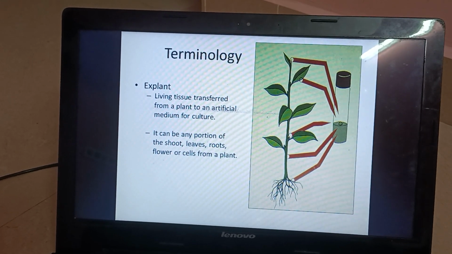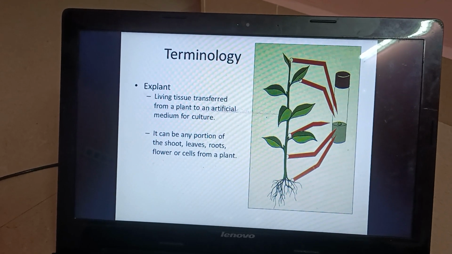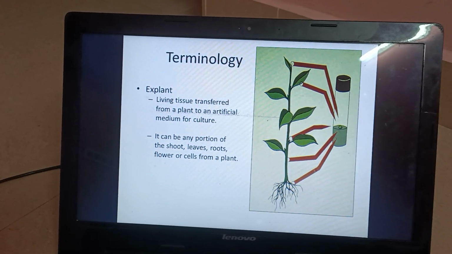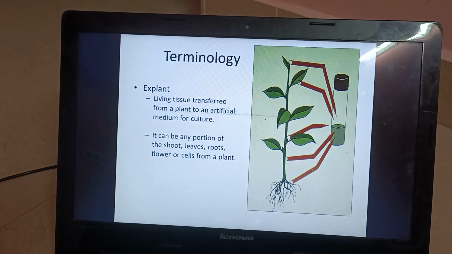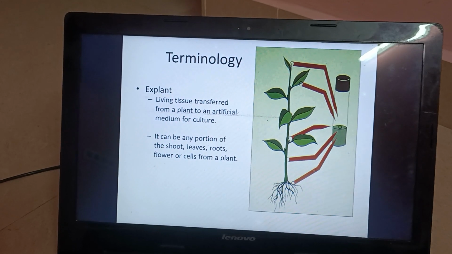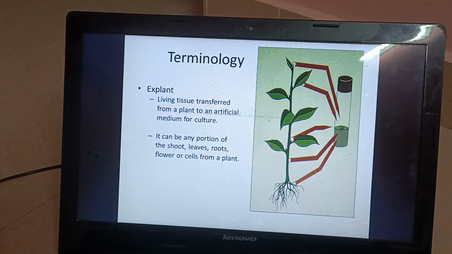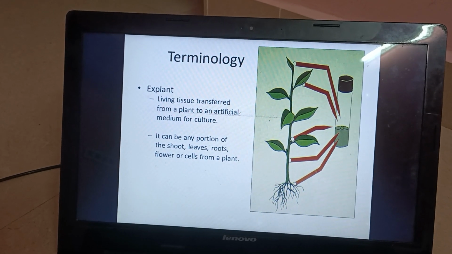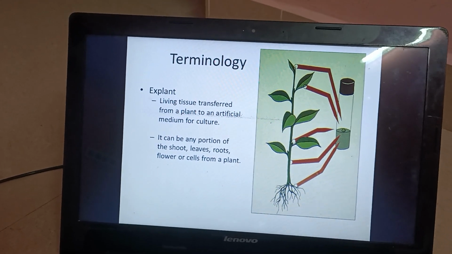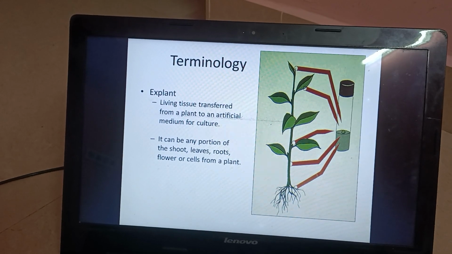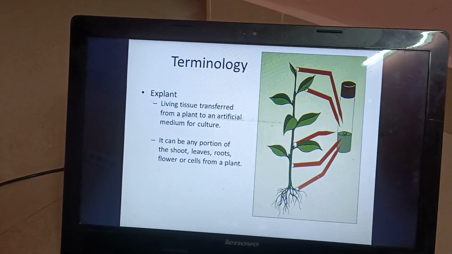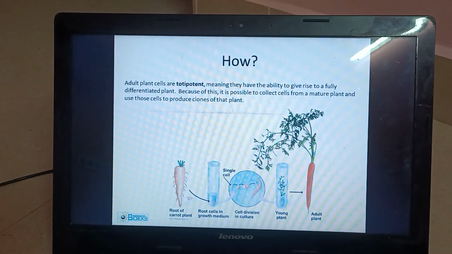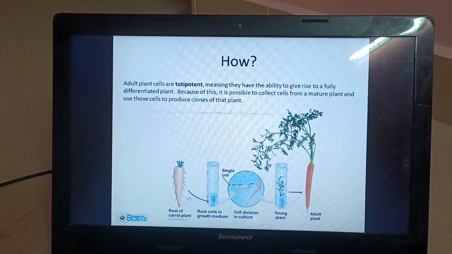If I am going to cut my shoot and transfer it to my MS medium, that is my explant. Which part of the plant am I going to choose, which one do I want to transfer to grow into a whole plant? That is our explant. Okay, and how has it happened?